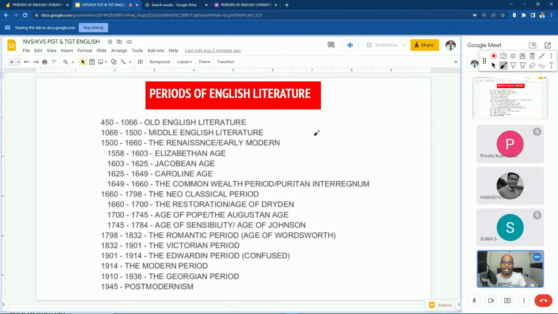1580 to 1660 is the Renaissance. 1558 to 1603, but 1500 to 1660, it is Renaissance. Correct. Next.